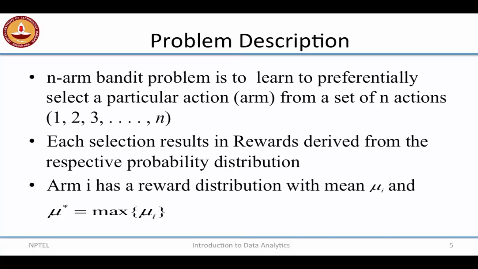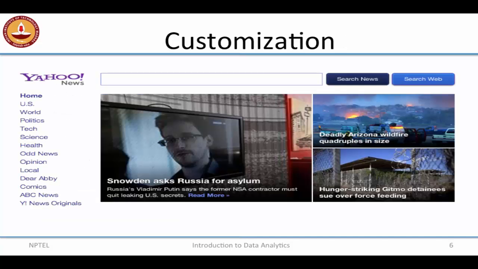And so the assumption is that each arm i is going to have a reward that is distributed with mean mu i. There is one best arm, and the payoff or the reward for that arm we will denote by mu star, which is the max over i of all the mu i's. Okay, this is the basic problem description.